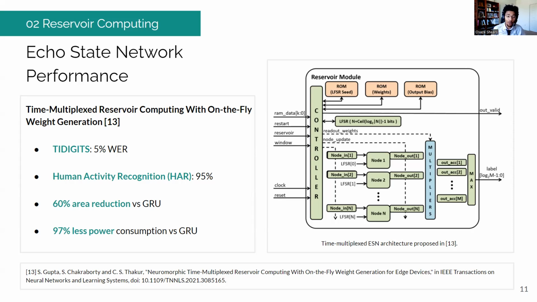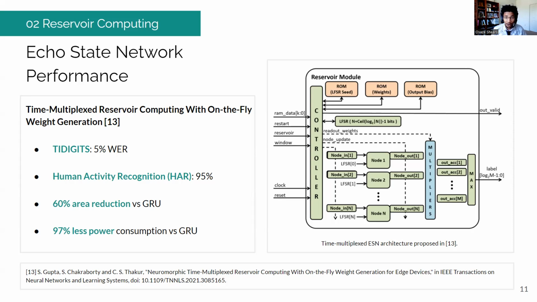And they've also applied this for a human activity recognition task as well, wherein a user was wearing a smartphone or a wrist-worn accelerometer while they were performing different types of actions like walking upstairs or brushing their teeth, and they used the echo state network to perform that inference to determine what they were doing.